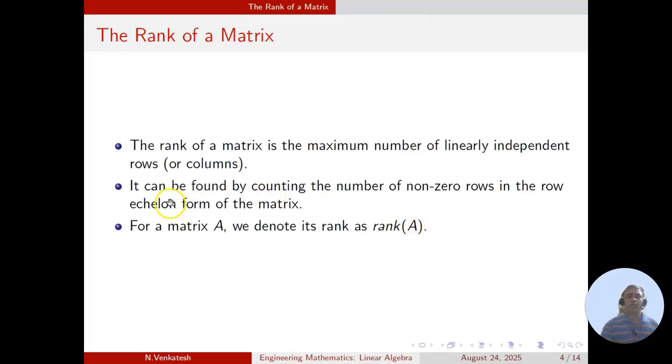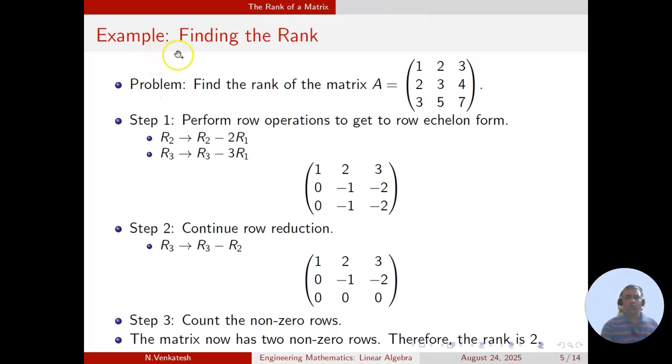Now it can be found by counting the number of non-zero rows in a row echelon form, and we had seen in the last lecture how to convert into a row echelon form when you are finding the solution of a system of linear equations by using the Gaussian elimination method. So as an example, how to find the rank of a matrix? Let us consider this matrix A: 1 2 3, 2 3 4, and 3 5 7.